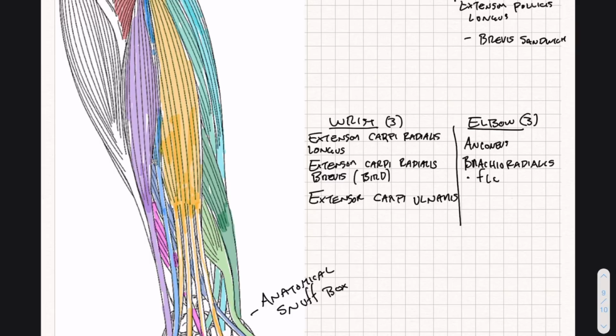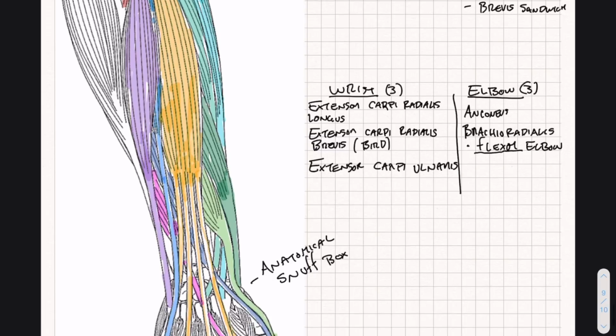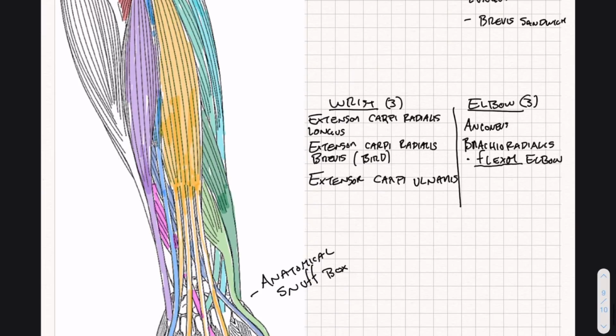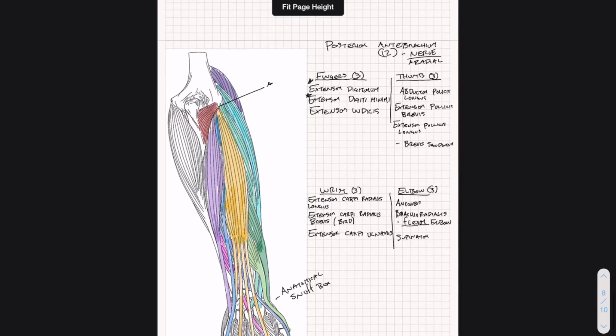And this is actually a flexor of the elbow, which is unique. It's a posterior antebrachial muscle, but it flexes. So that could be a test question. Brachioradialis flexes even though it's in the posterior compartment, which is kind of weird. And then the final one we can't see on this picture, but it's called the supinator, and it supinates. So there's all the muscles we need to know.